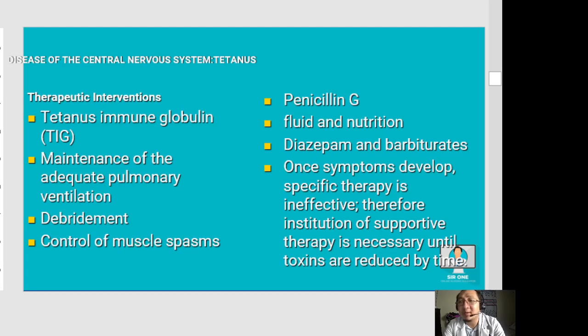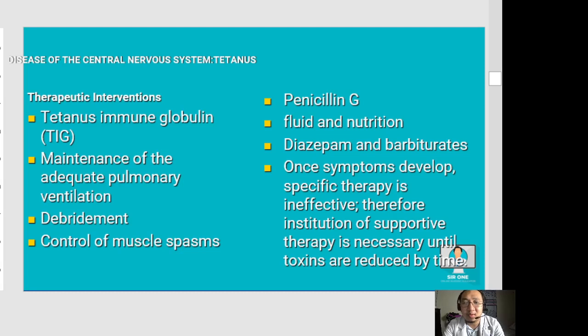Then we have diazepam and barbiturates, but remember that once symptoms develop, specific therapy is ineffective. Therefore, institution of supportive therapy is necessary until toxins are reduced by time. So we hope that patients with a suspected puncture wound or infected wound would go for immediate consultation, because time is of the essence here. As stated by one reference, once symptoms develop, specific therapy is ineffective.